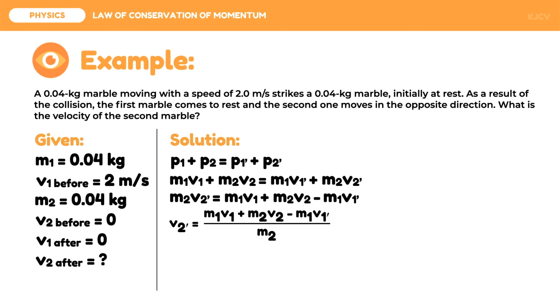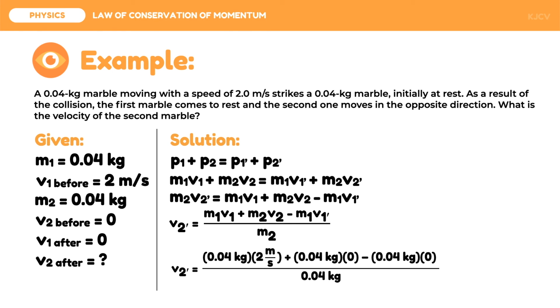Plugging in the values, we have v sub 2 prime is equal to the product of 0.04 kilograms and 2 meters per second, plus the product of 0.04 kilograms times 0, minus the product of 0.04 kilograms times 0, all over 0.04 kilograms. We can cancel the two products above, which would result in 0. And we can also cancel 0.04 kilograms from the numerator and the denominator. Thus, the velocity of the second marble after collision is 2 meters per second.